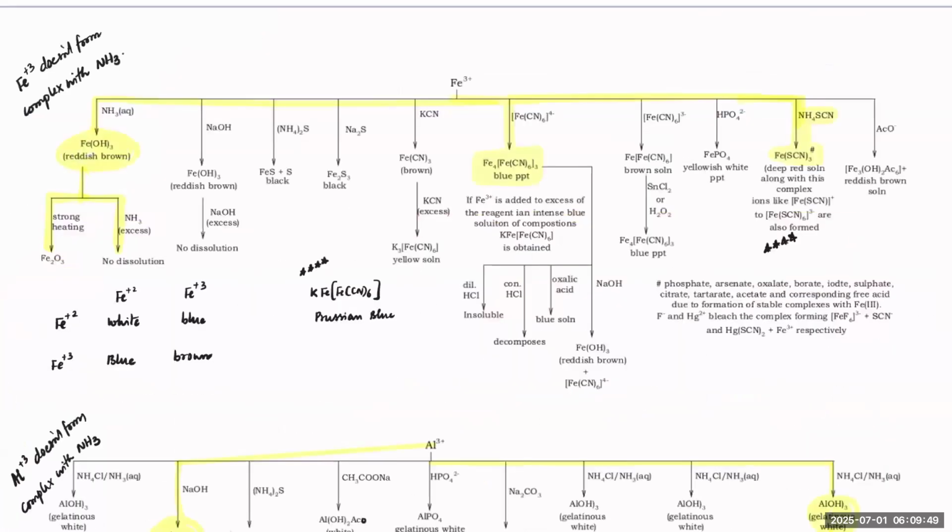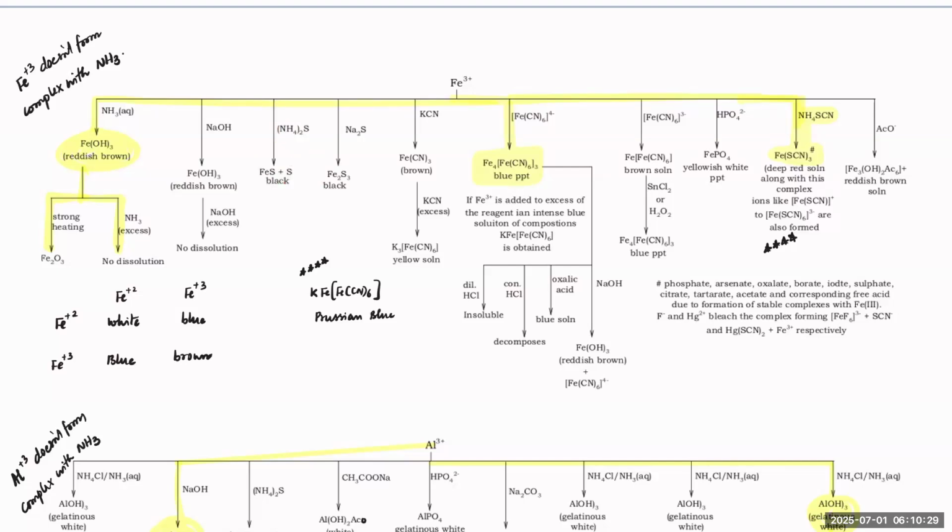Now notice here, if you have Fe+3 and you react with ammonia, there is no complex formation here. It will remain as ferric hydroxide, which is reddish brown, which on strong heating will convert into Fe2O3. With an excessive amount of ammonia, no reaction here. And if you take NaOH, it will remain with excess NaOH, no dissolution. Got it? With ammonium sulfide, it will become an FeS precipitate, a black color precipitate, and sulfide will get separated out.